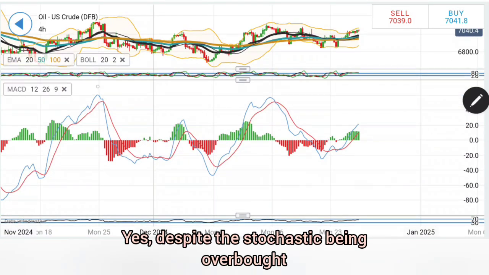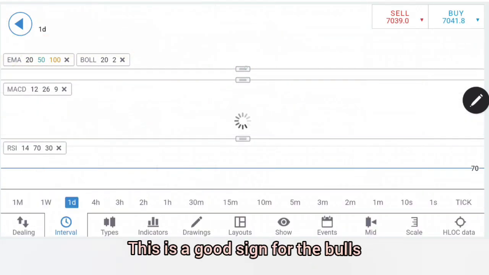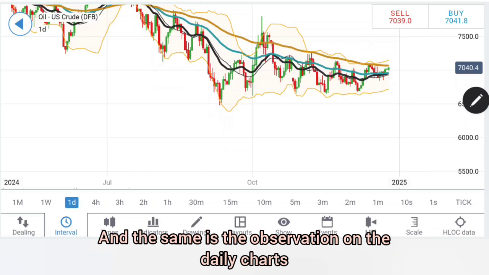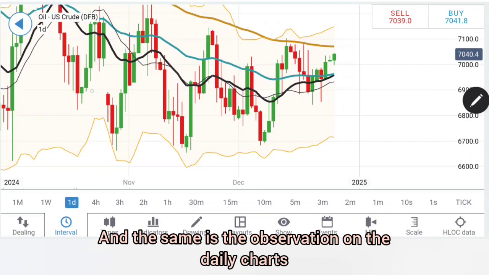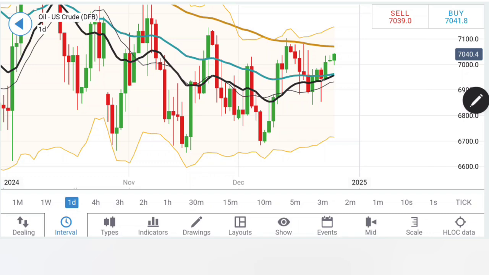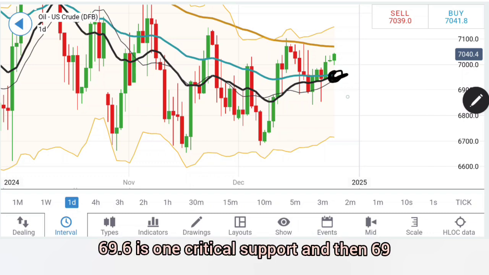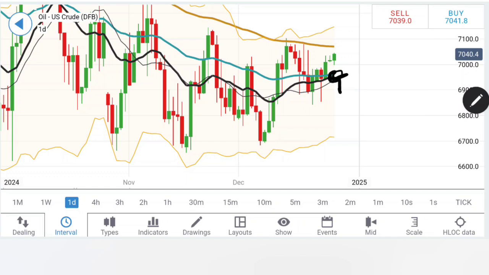Yes, despite the stochastic being overbought, the MACD is rising and the RSI is rising. This is a good sign for the bulls, and the same is the observation on the daily charts. Remember, it has formed a tail, and it has formed a support from the 20-50 period moving average. So on the downside now, 69.3, 69.6 is one critical support, and then 69, 68.8 the second one.